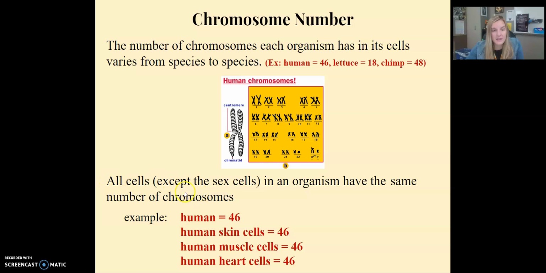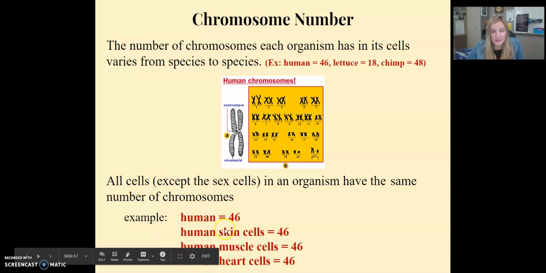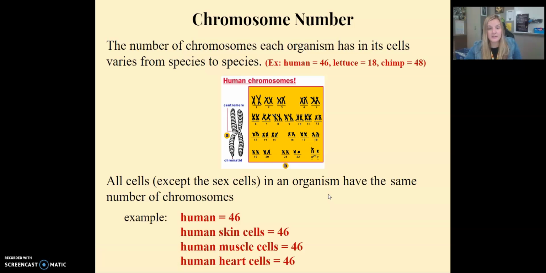But all cells, except the sex cells, in an organism will have the same number of chromosomes. So an example for us is we have 46 chromosomes in our cells. So our skin cells, our muscle cells, our heart cells are all going to have a full set of 46 chromosomes, no matter what cell it is in your body, as long as it is not a sex cell like sperm or an egg.